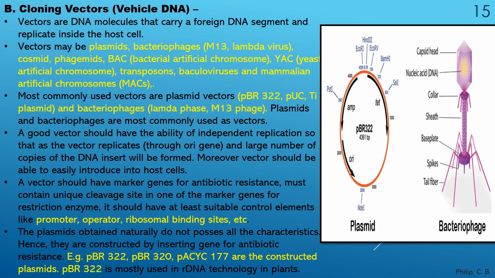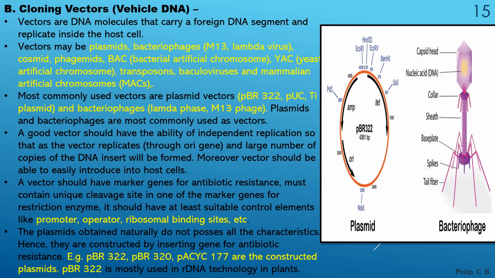Further, vectors may be plasmid, bacteriophage, that is M13 or lambda virus, which you can see in the image, cosmid, phagemids, BAC, that is bacterial artificial chromosome, YAC, yeast artificial chromosome, transposons, baculovirus, and mammalian artificial chromosomes, MACs.